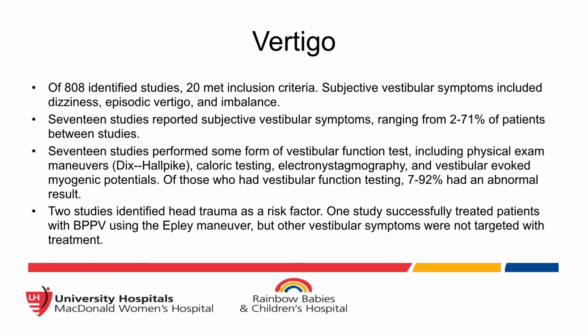Of 808 identified studies, 20 met our inclusion criteria, which included needing to have more than 10 patients and having mentioned vertigo or balance issues in their abstract or manuscript. Subjective vestibular symptoms included dizziness, episodic vertigo, and imbalance. 17 of those studies reported subjective vestibular symptoms, but noticed the range from 2 to 71% of patients between studies.